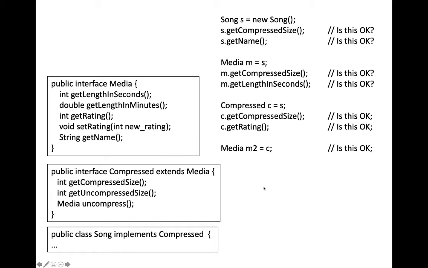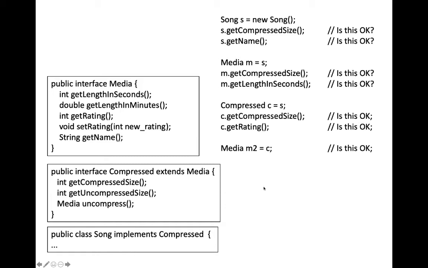Now if I take that same song object and refer to it through the compressed interface, then yes, I can get its get compressed size because that's part of the compressed interface, but I can also get to its rating. The reason is that compressed is an extension of media. So everything that was in media you have to think of as also being part of compressed. So get rating, even though it isn't declared in the compressed interface, is okay because compressed is defined as an extension of media. Anything in media is also available through the compressed interface.